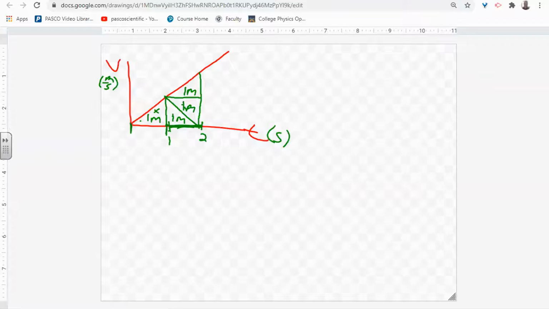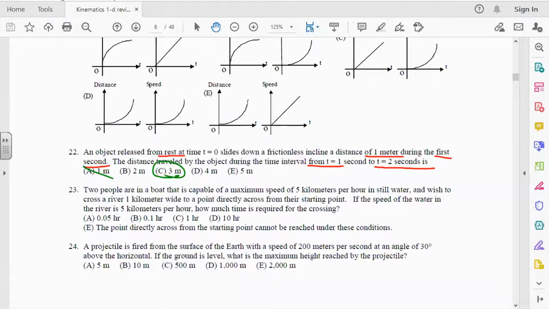So that's the key: it's only asking about the time interval from 1 to 2, not from the beginning all the way through to 2 seconds. So you have to pay attention to the wording of the question. All right. Questions on 22?